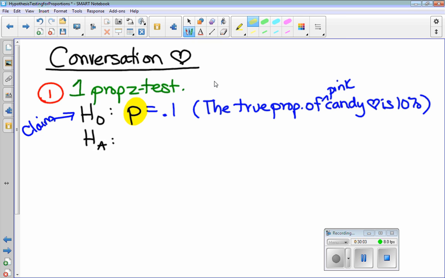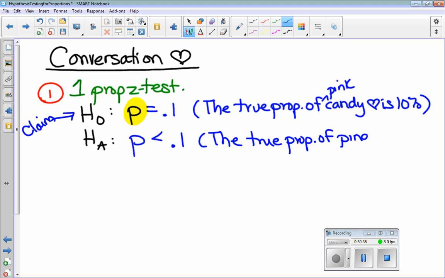Now, our alternative, what did I think was happening with the candy hearts? More or less? I can't remember. What did I think? Less? Okay, less. Because I think there weren't that many, right? So our alternative is either going to be a greater than, less than, or not equal to. Those are our choices. I think we said less than. Okay? The alternative hypothesis is the true proportion or the parameter of pink candy hearts is less than 10%.